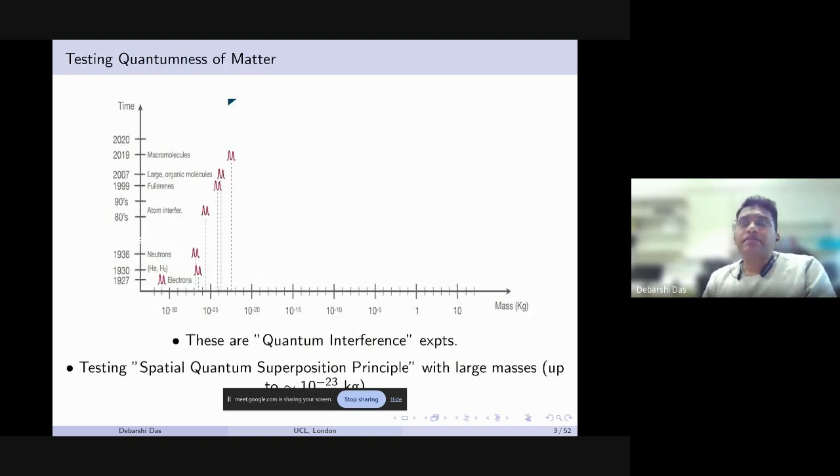But experimentally, for the last decades, it has been shown that a mass or matter can be prepared in a spatial superposition, or in a quantum state. Historically, the first experiment of quantum interference was in 1927 with electrons. With time, people have performed quantum interference experiments with larger and larger masses. Until now, these experiments have been realized up to 10 to the power minus 23 kilogram. So all these experiments over the last decades tell us that one can prepare a mass in a quantum state.